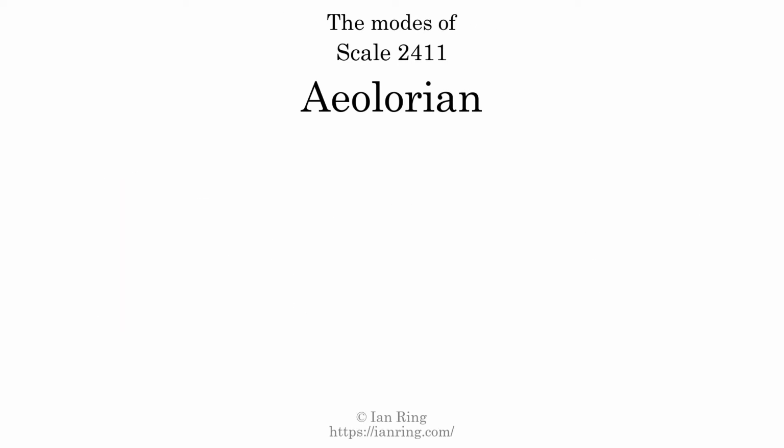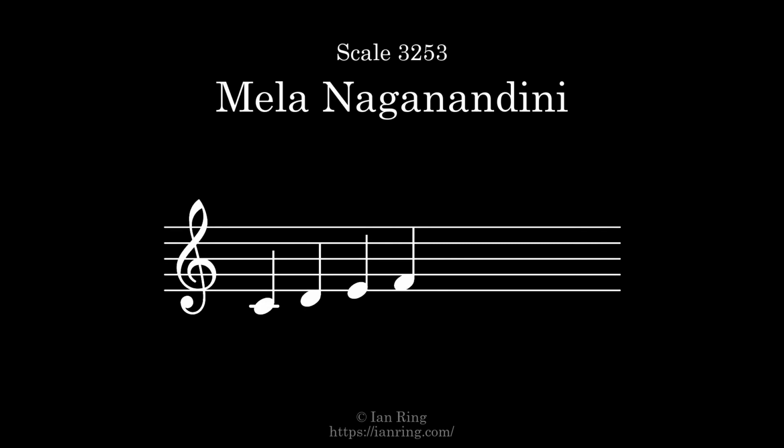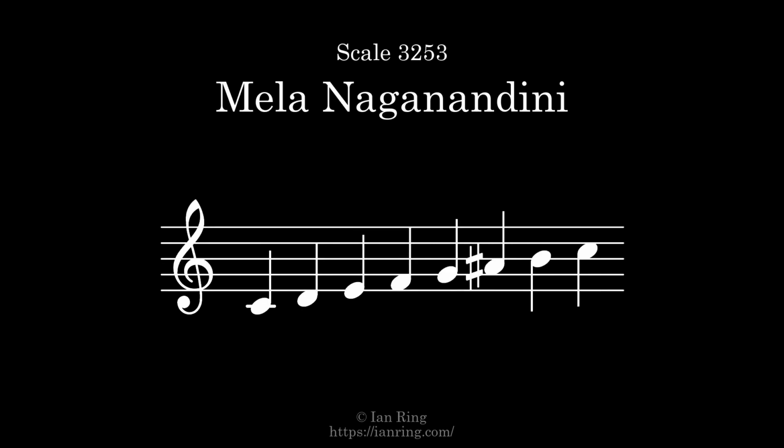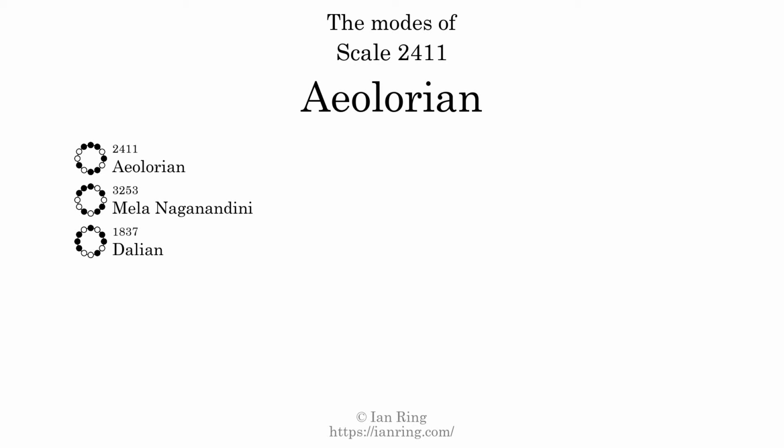This scale has 7 modes. The first mode is itself. The second mode is scale 3253, also known as Milan-Nagin-Andini. It sounds like this. The third mode is scale 1837, also known as Aeolorian. It sounds like this.